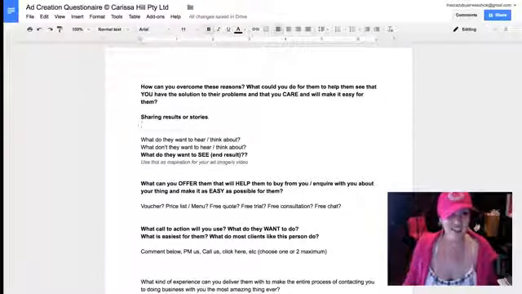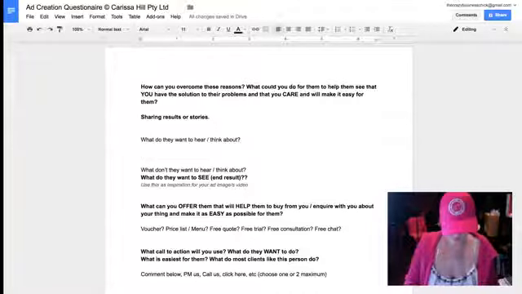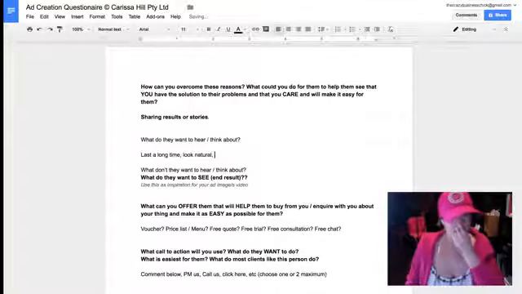Nearly done. What do they want to hear or think about? So what do I mean by this one? I've written this down. What do they want to hear? They want to hear all of these things that, obviously, they want to hear. They want to hear that it'll last a long time. They want to hear that it will look natural. They want to hear that it will be suitable for their hair or problem or whatever.